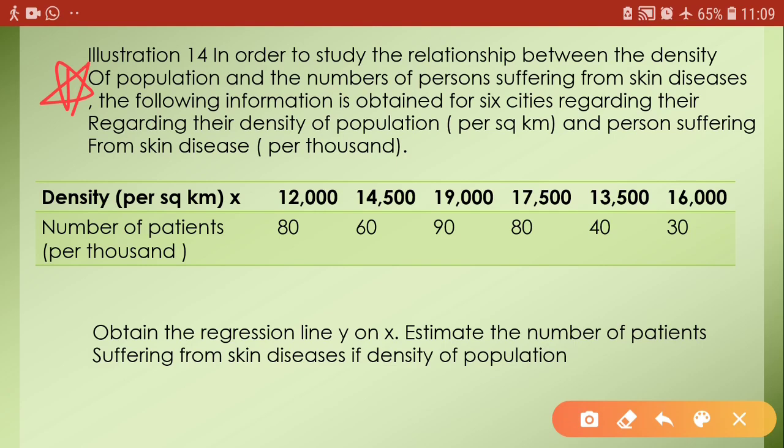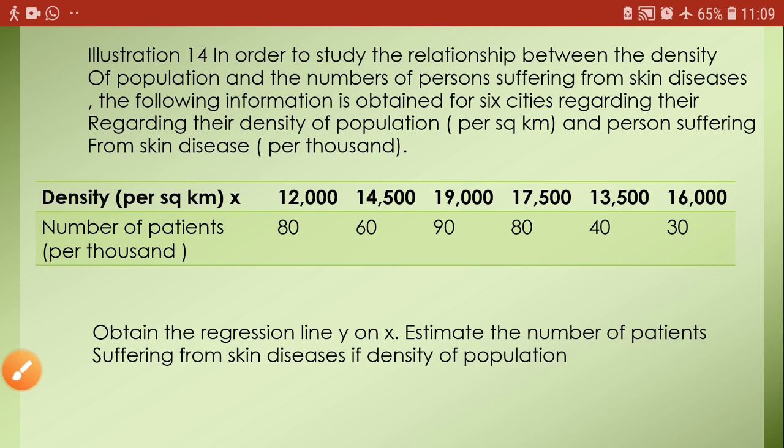Illustration 14. In order to study the relationship between the density of population and number of persons suffering from skin diseases, the following information is obtained for 6 cities regarding the density and persons suffering from skin disease. Density 12,000, 14,500, 19,000, 17,500, 13,500, 16,000. Number of patients 80, 60, 90, 80, 40, 30. Obtain the regression line y on x. Estimate the number of patients suffering from skin disease if the density of population is 14,000.